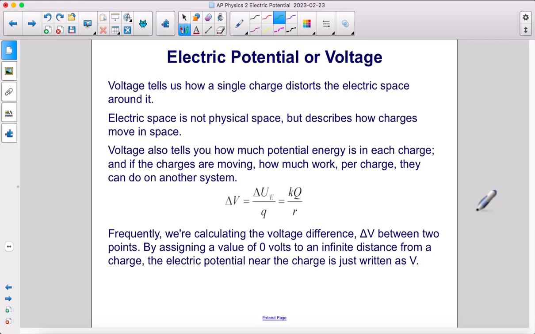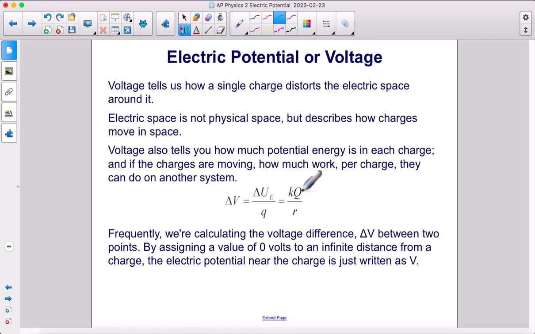Voltage tells us how a single charge distorts the electric space around it. Electric space is not physical space, but describes how charges move in space. Voltage also tells you how much potential energy is in each charge, and if the charges are moving, how much work per charge they can do on another system.